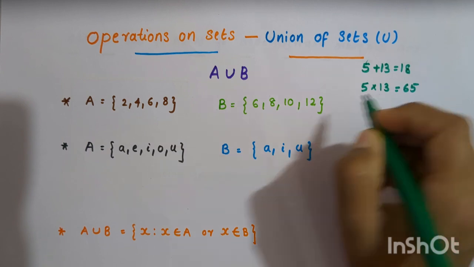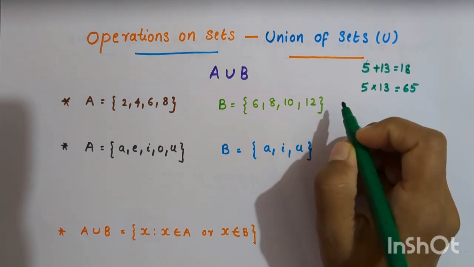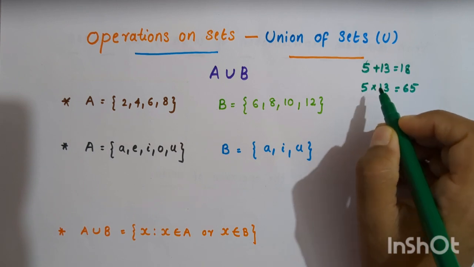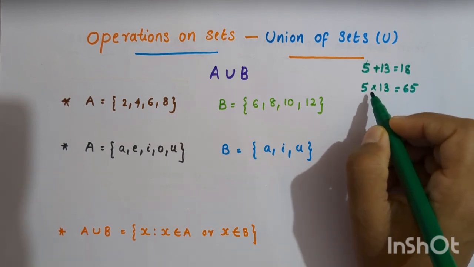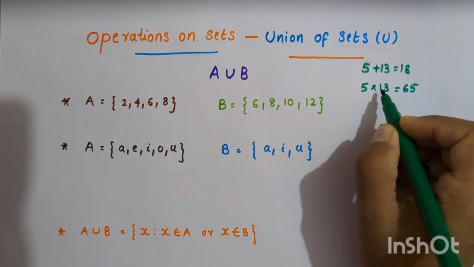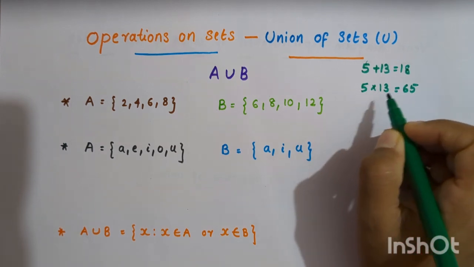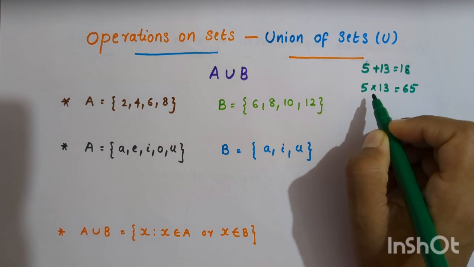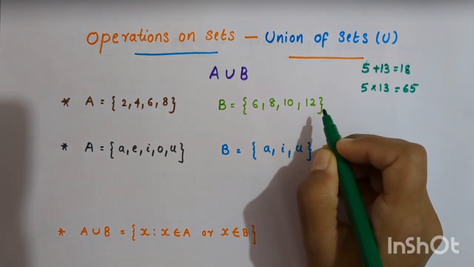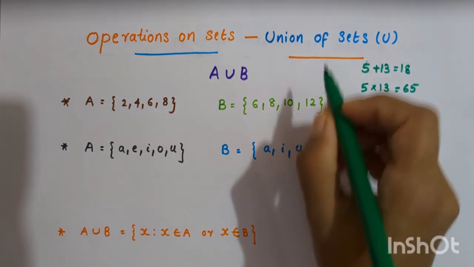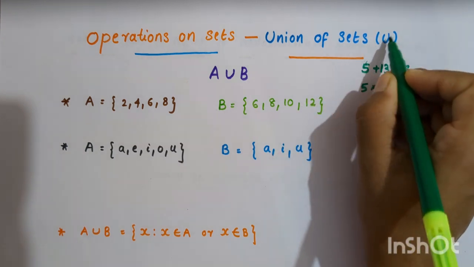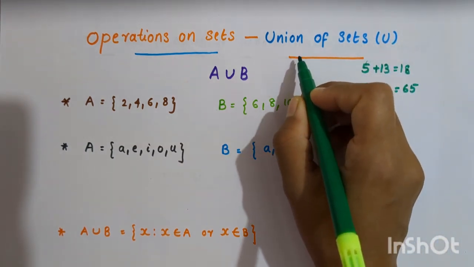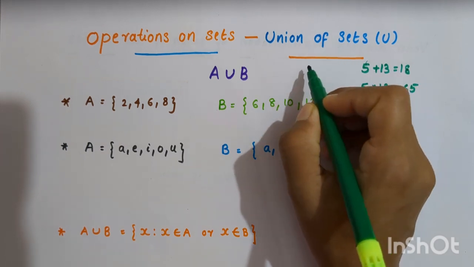Similarly, there are some operations performed on two sets. Here the operations addition, multiplication, subtraction, division are performed on a pair of numbers to get another number. Similarly, there are some operations performed on two sets which give rise to another set. So union of sets, which is represented like this, is a kind of operation on sets. In this video, we will be talking about this union of sets.